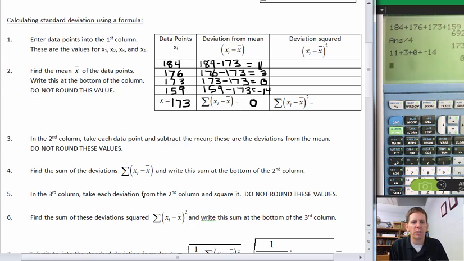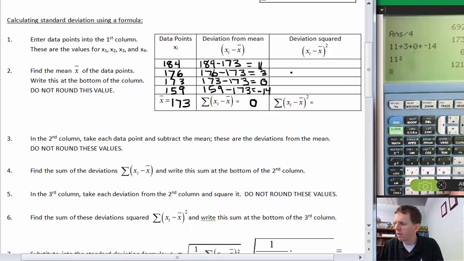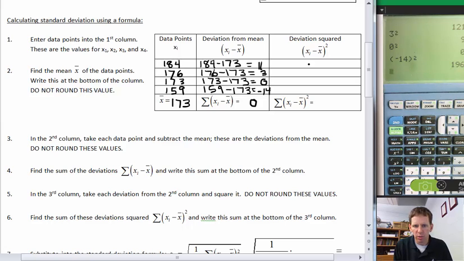Step 5, in the third column, take each deviation from the second column and square it. Do not round these values. So again, if we had decimal values, you would not round them. The important thing here is that we are not rounding anything at this point. Remember, when you do negative 14 and square it, make sure you put it inside parentheses. So our deviation squared should be 121, 9, 0, and 196. The numbers in this column will always be positive or 0, which means that your deviation squared sum could possibly be 0 if all these numbers are 0. Otherwise, you should get a positive value here.